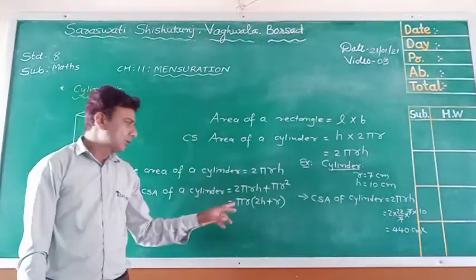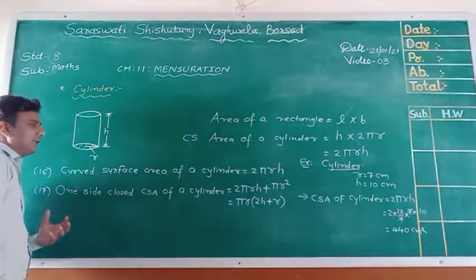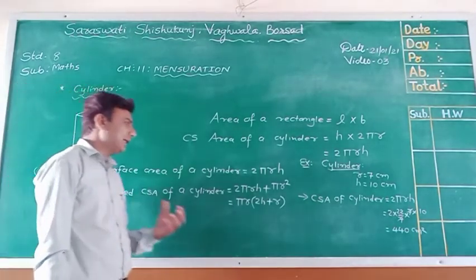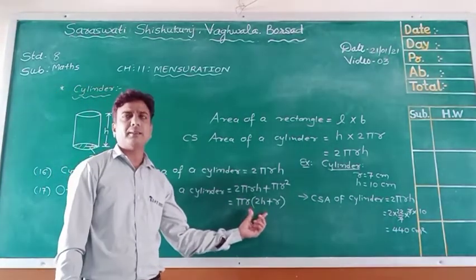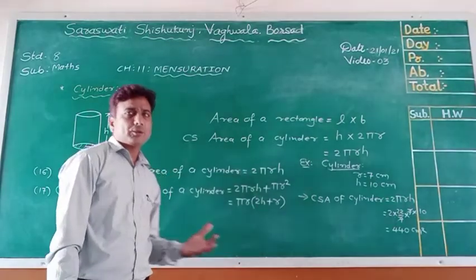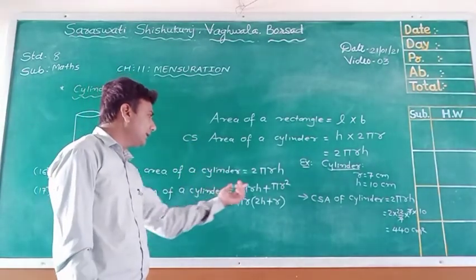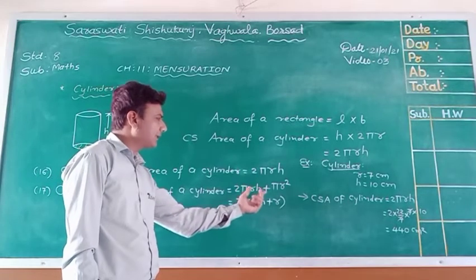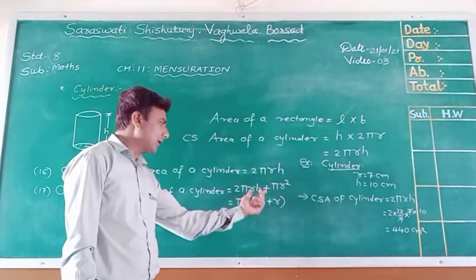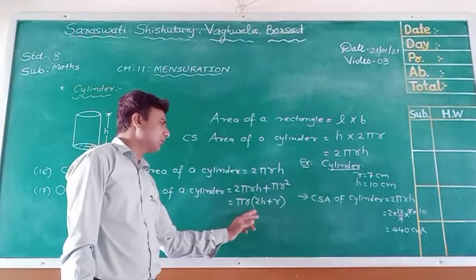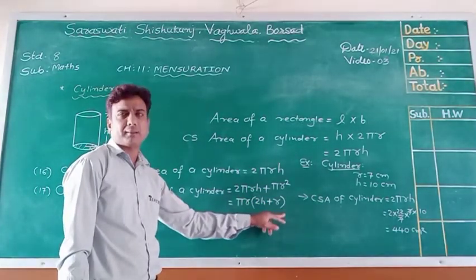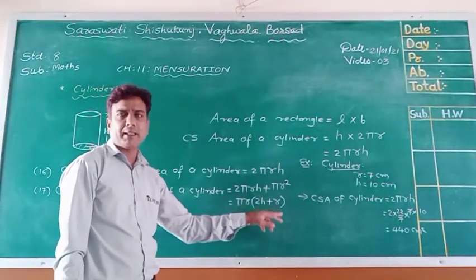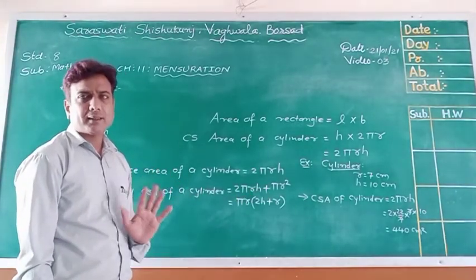Okay, so simple. Sometimes in exam fill in the blanks we can observe this answer. At that time you may think we didn't see this type of formula, but simply, let's simplify it. Take out pi r common and you get this formula: pi r in bracket 2h plus r. Is it clear, beta?